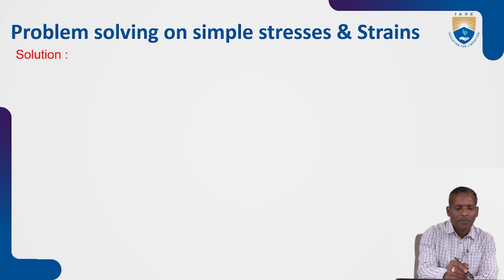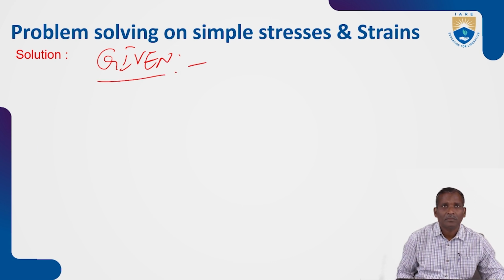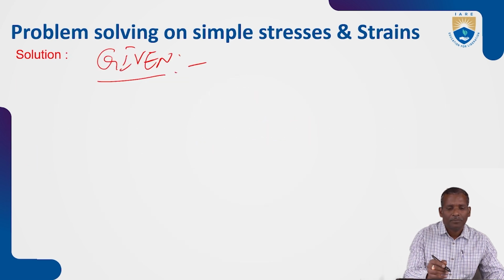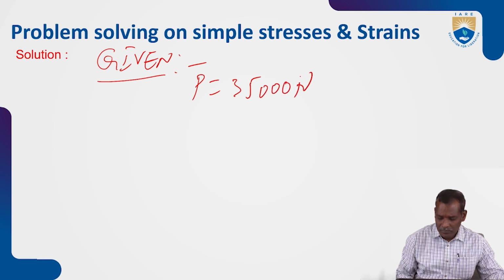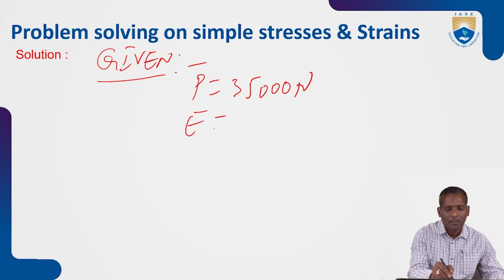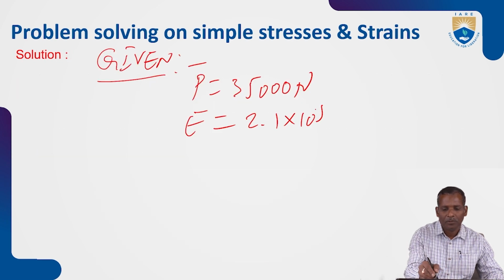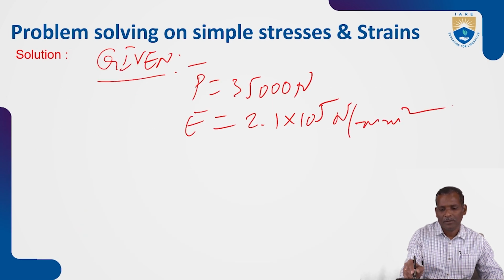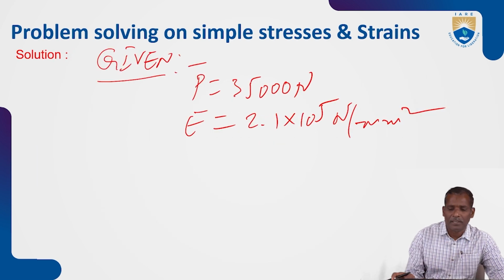First of all, the given data. The load is 35,000 Newton and E is 2.1 into 10 to the power of 5 Newton per mm square. And we need the stresses in each section. So first you take section 1.